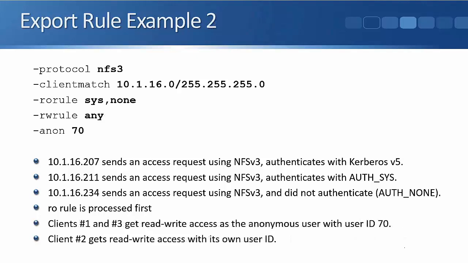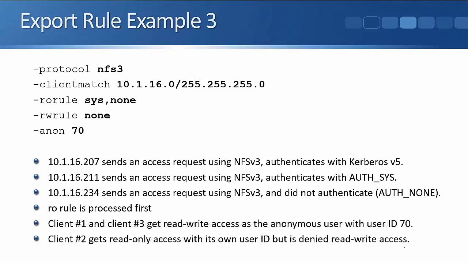Going back to the previous example, we had a read-only rule of sys and none, and a read-write rule of any. Here, in example 3, we've got a read-only rule of sys and none, the same as before, but now the read-write rule is none. As always, the read-only rule is processed first. That said, sys and none. Client number 2 authenticated with sys, so it will get read-only access with its user ID. Client number 1 and 3 authenticated with Kerberos and did not authenticate, so they will match the none statement in the read-only rule, and they will get read-only access as the anonymous user of UID 70.